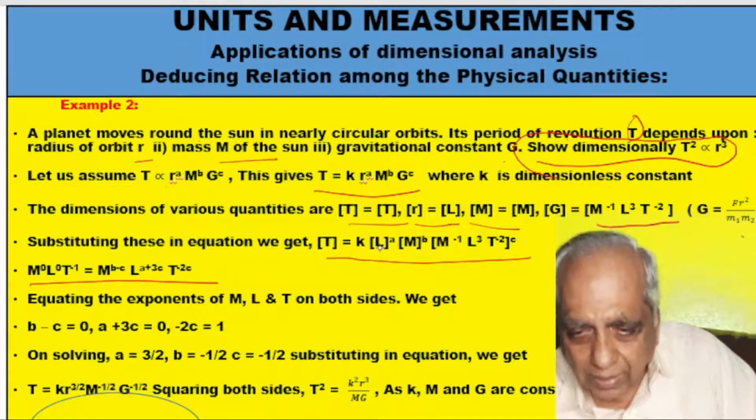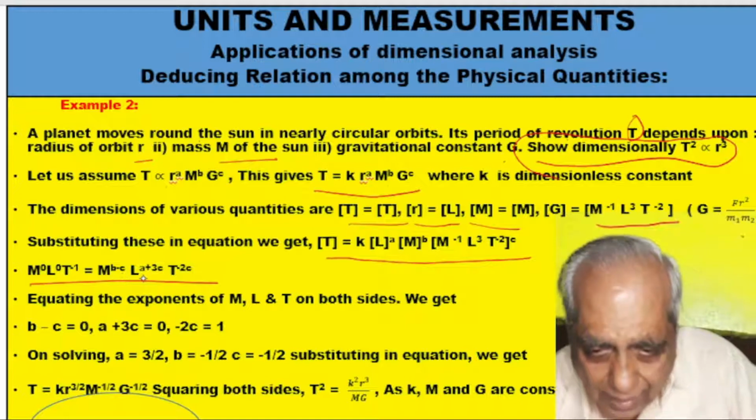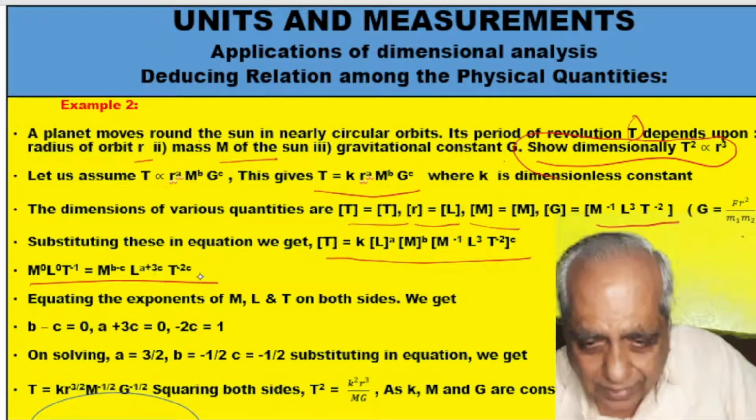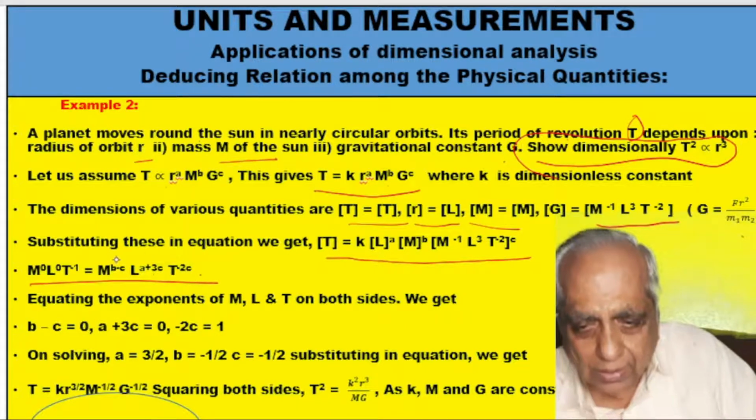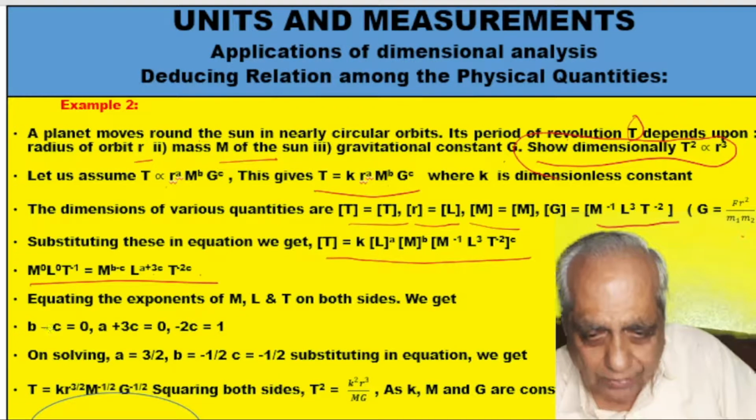Here L raised to a, L raised to 3c. So I have simplified, so I am getting m raised to b minus c, L raised to a plus 3c, t raised to minus 2c. Now by the principle of homogeneity of dimensions, the dimensions of both the sides should be the same. So 0 is equal to b minus c, so b minus c is 0, a plus 3c is equal to 0, and minus 2c is equal to 1.